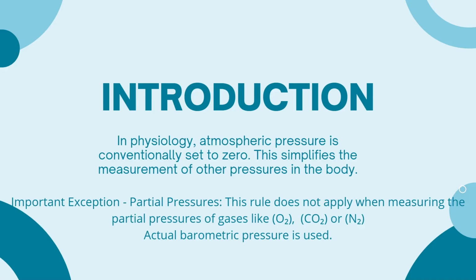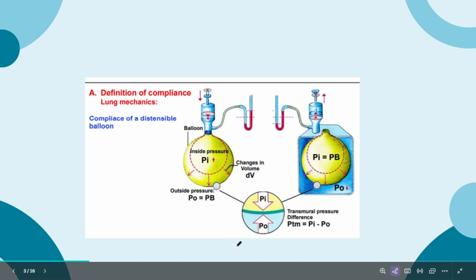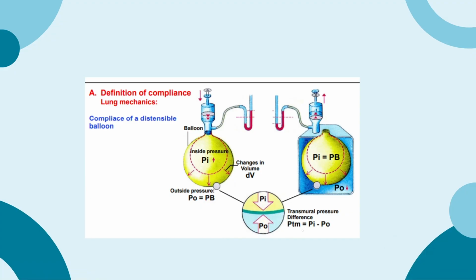One exception to this is partial pressures, where this rule doesn't apply if you're measuring the pressure of, say, oxygen, carbon dioxide, or nitrogen. Here, actual barometric pressure is used, which is 760, to not confuse anyone. We'll be using these two examples to explain transmural pressure, but first let's define what even is transmural pressure. It is the difference between inside pressure and outside pressure, and as we're about to see, it is going to be the primary driving force in the change in volume in the balloon, so keep that in mind.